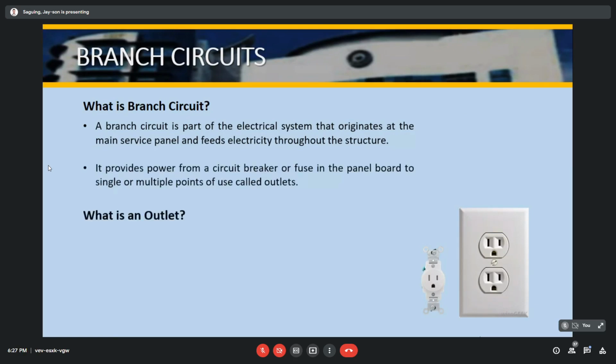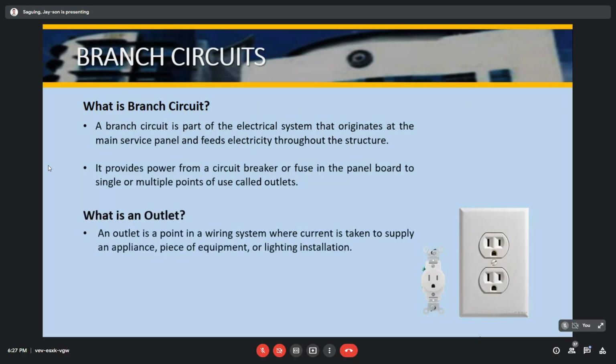So what is an outlet? An outlet is a point in the wiring system where current is taken to supply an appliance, piece of equipment, or lighting installation. It is also known as electrical sockets, plugs, and wall plugs that allow electrical equipment to connect to the electrical grid. For a branch circuit, the circuit conductors are between the final overcurrent device protecting the circuit and the outlet. The branch circuit conductor shall have an ampacity not less than the maximum load to serve.